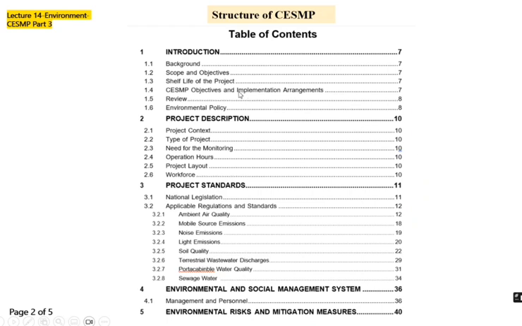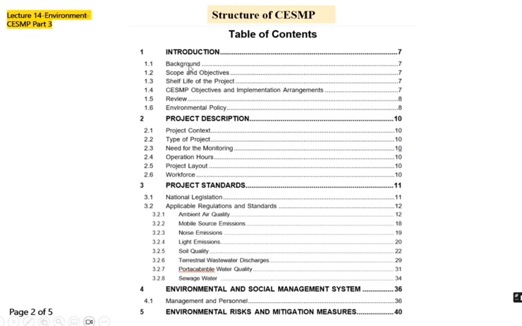So in slide number 2, we have around 9 to 10 chapters or sections for the CSMP. In the first section, we have the introduction. In the intro, we will have a background, scope and objectives, shelf life of the project, CSMP objectives and implementation arrangements, and review and environmental policy.